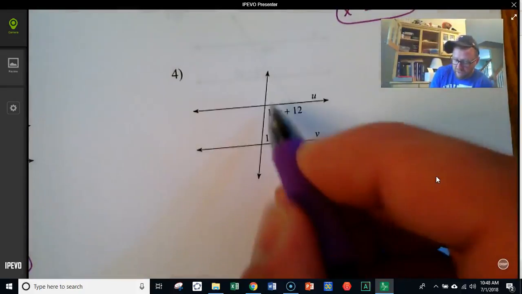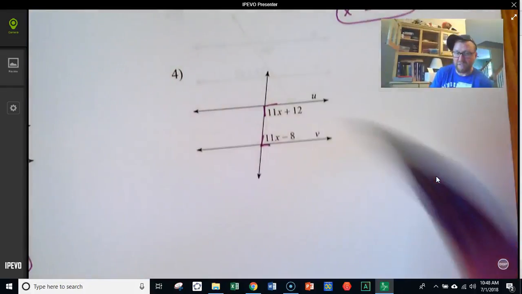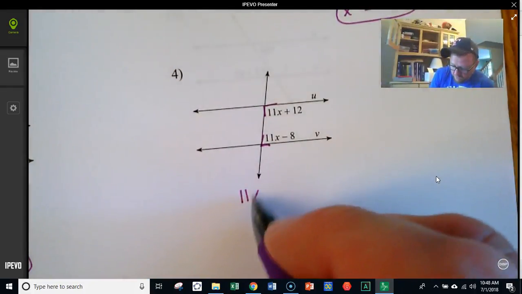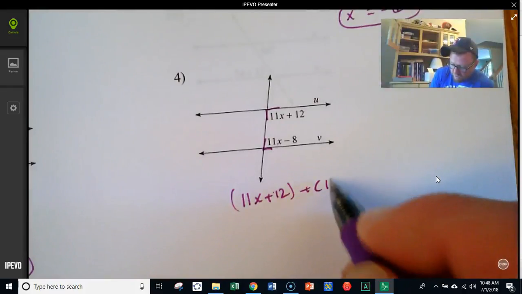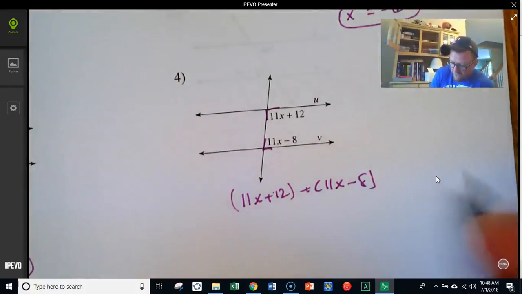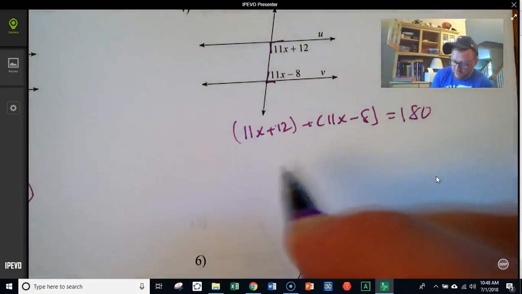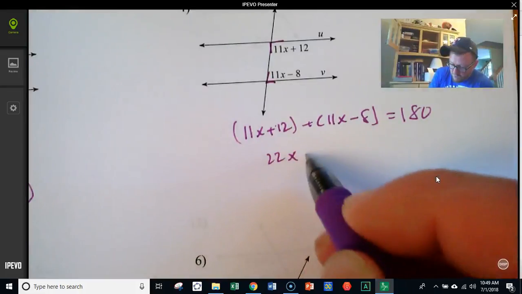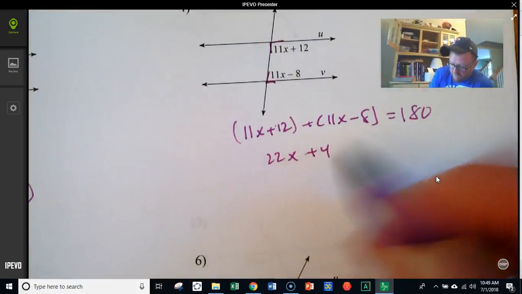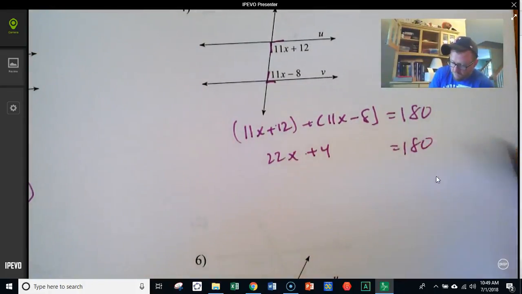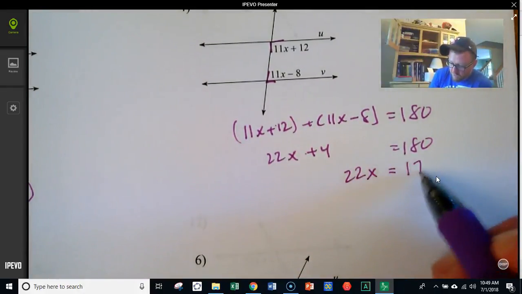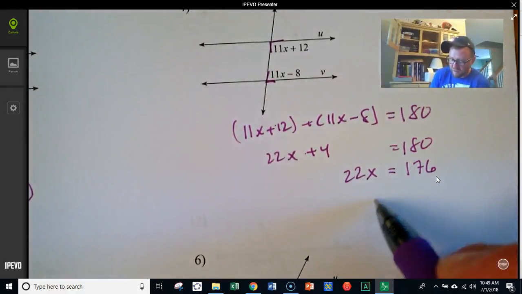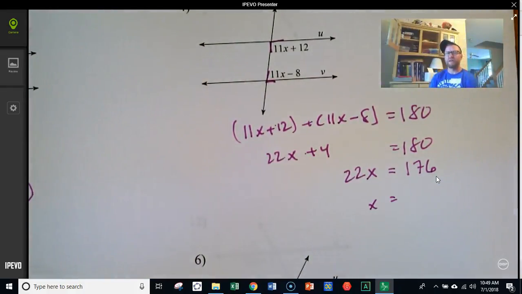Here, we've got same side interior angles, so 11x plus 12 plus 11x minus 8. If this equals 180, then the angles will be supplementary. So let's see, I get 22x plus 4 equals 180. I'm going to subtract 4 from both sides. I have 22x equals 176. I'm going to divide by 22 on each side.